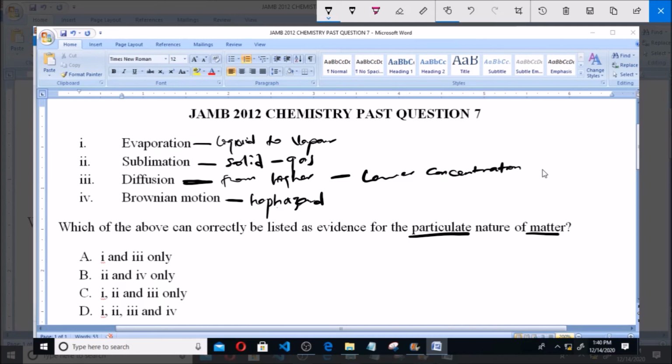So therefore, everything listed here actually serves as evidence for the particulate nature of matter, making option D the correct answer to this question.